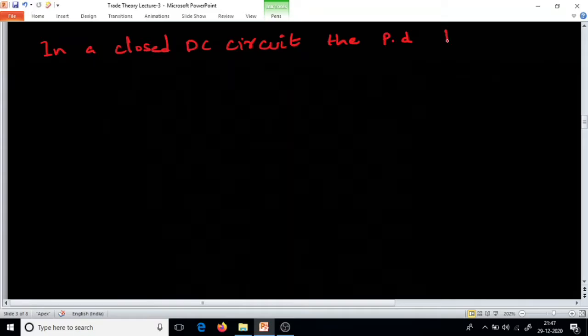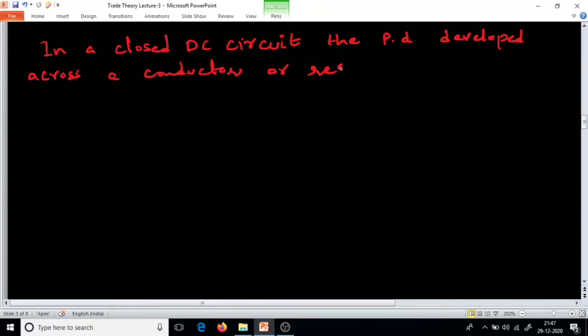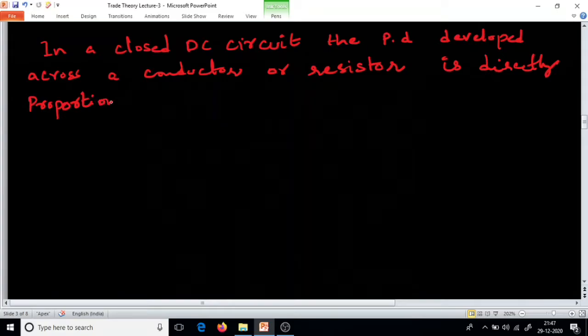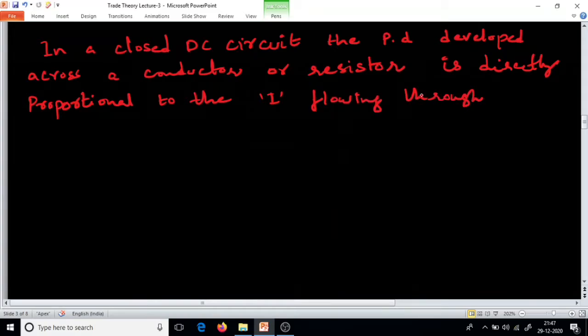In a closed DC circuit, the potential difference developed across a conductor or resistor is directly proportional to the current I flowing through it.